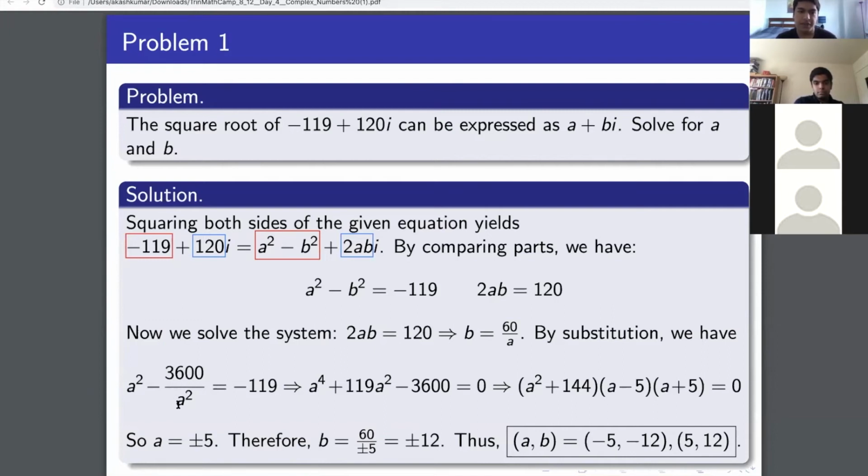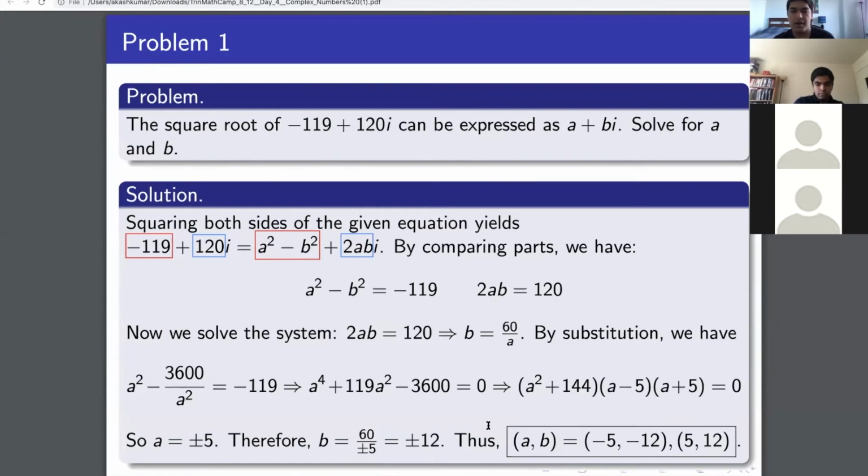This a squared goes away. So that's why you just see a 3600 here. And then this 119 times a squared. And there's a plus sign there just because we moved it over to the left-hand side. And then you can be a little bit smart about how you factor it.